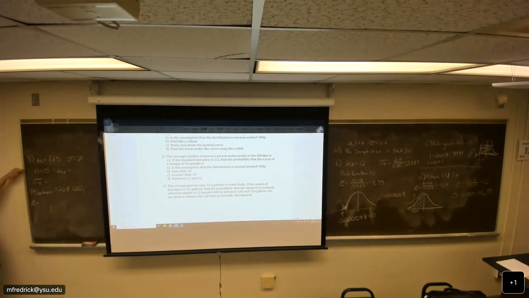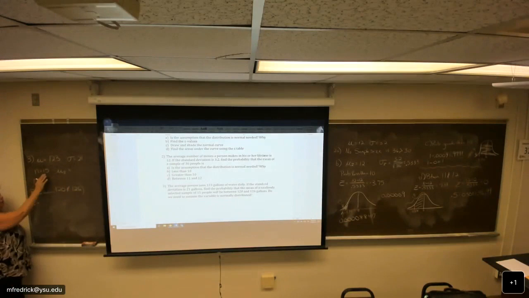If it doesn't say normally distributed, you couldn't use Z no matter what. There's a T distribution, which we'll learn in a later chapter. So when it's not normally distributed and your sample size is small, there's what's called a T distribution. But we haven't learned that.